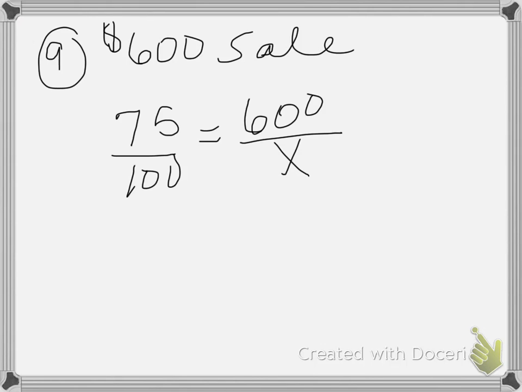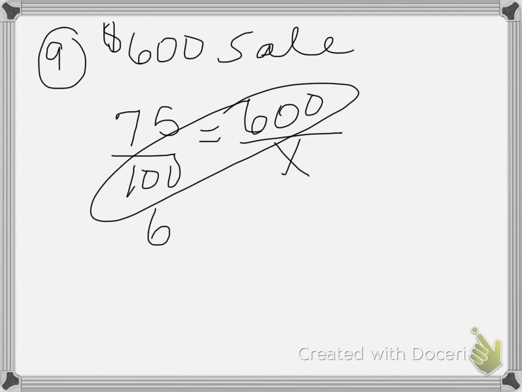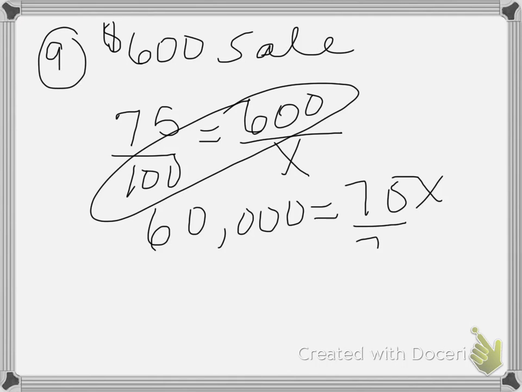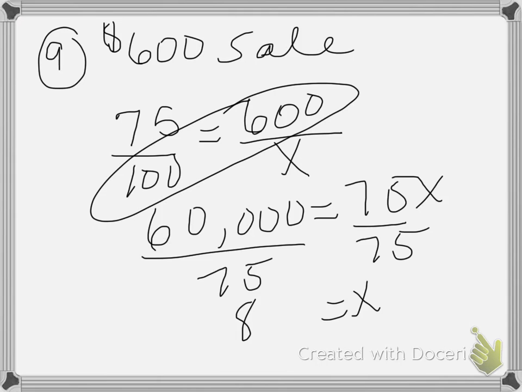So we're going to cross multiply, and we get 60,000 equals 75x. Divide both sides by 75. And what do we get? X equals 800. Okay.